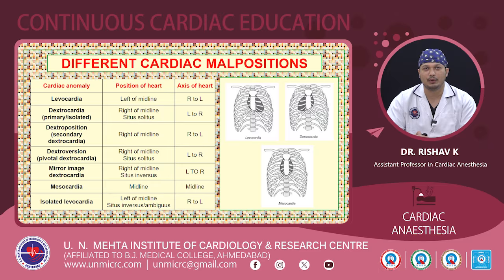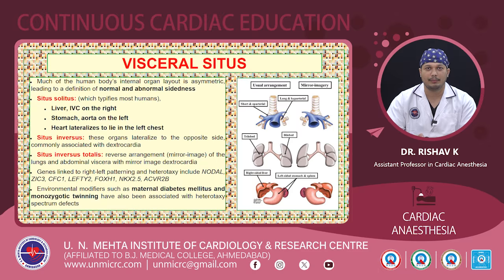Mesocardia is a unique abnormality where the position of the heart is neither to the right nor to the left, rather most of the cardiac mass is located along the midline and the axis of the heart is therefore also midline. And another important terminology is isolated levocardia, where the heart is located to the left of the midline as in normal, but the situs is either inversus or ambiguous. Here also, like in levocardia, the axis of the heart is right to left, that is, the heart is maintaining the normal position and normal orientation, but the rest of the organs are abnormally oriented. Now these are the different cardiac malpositions.